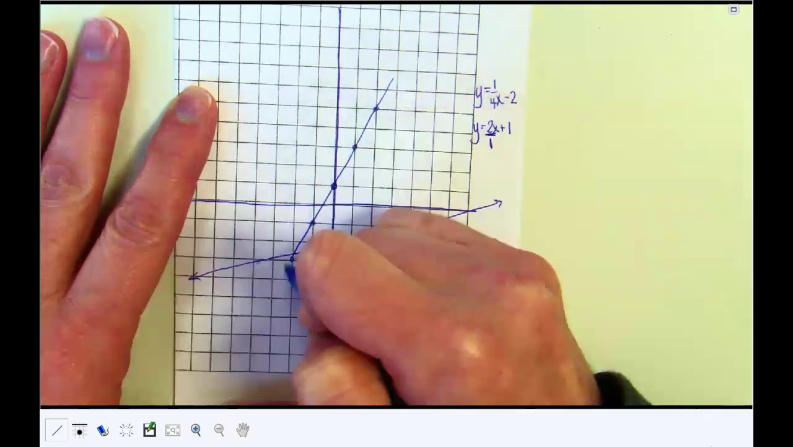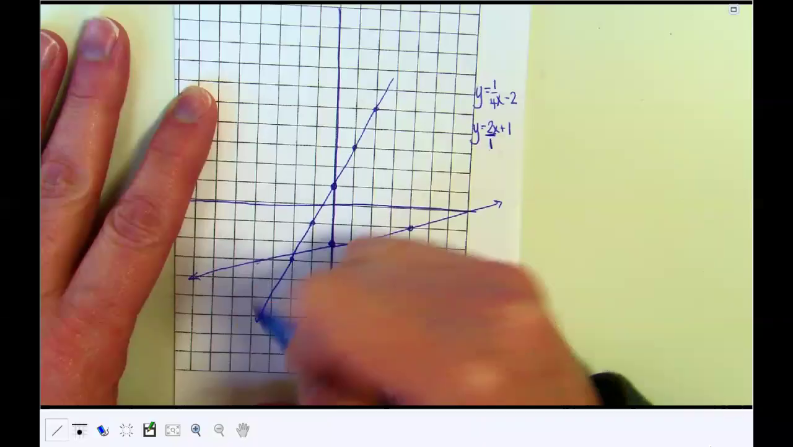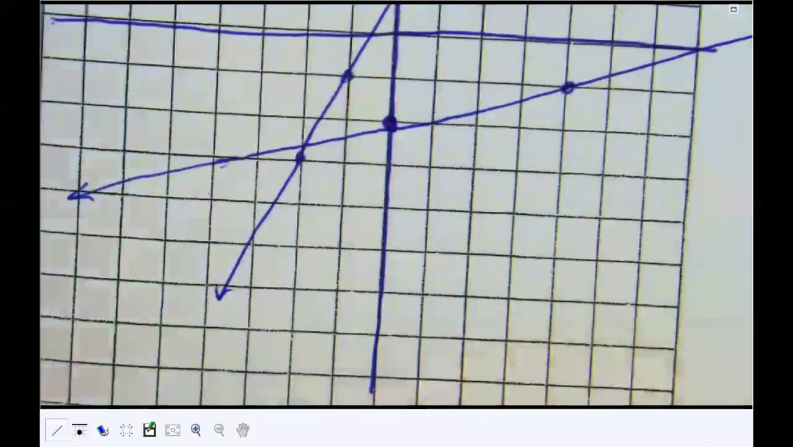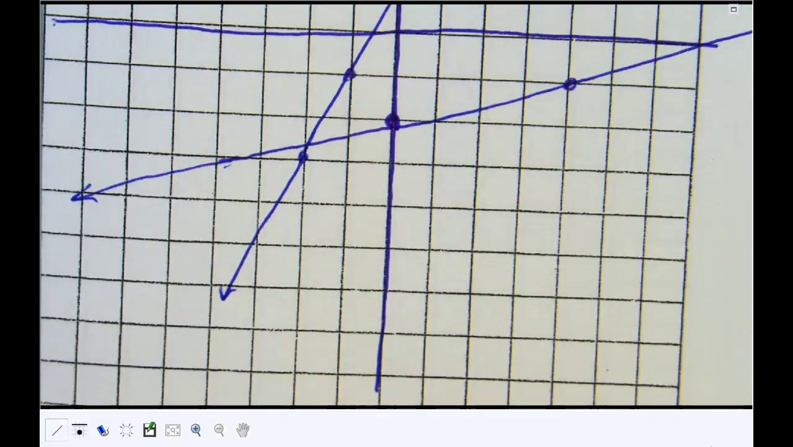Okay, now, here's my question. I'm going to zoom in on that so you can see it real good. Does that intersection point happen at a corner? So can we find the exact solution? So we have a problem. Okay, we'll come back to that problem in a minute. Let's do another example here.